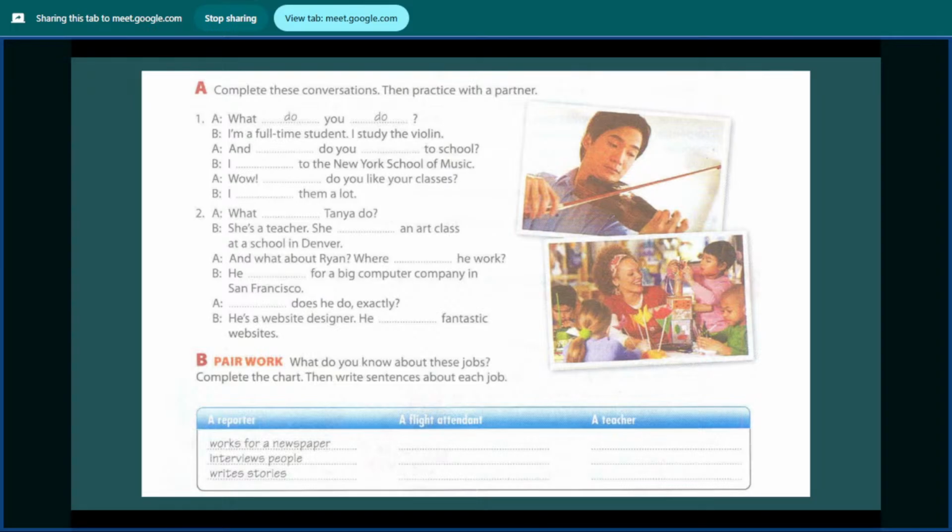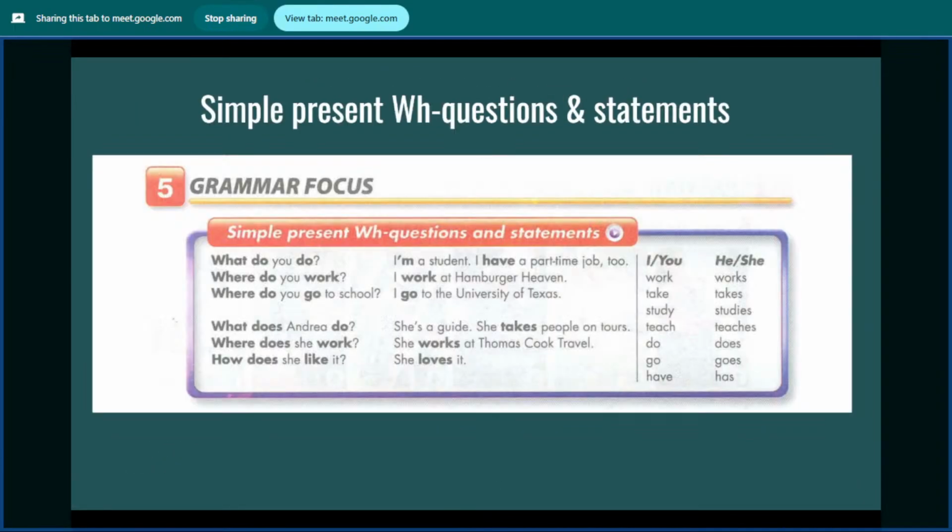Observe the sentences and the answers properly and fill in the blanks accordingly. You have to use simple present tense, but you have to use WH questions also and correct verbs also. But before that, quickly let us observe the sentences. More examples. Here, first you have first person and second person sentences. What do you do? I am a student. I have a part-time job too.